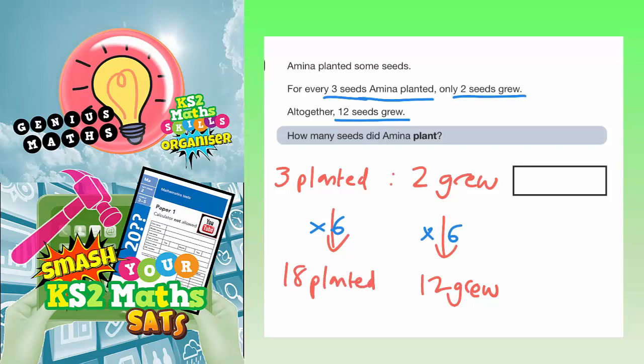So as you can see there, both of these original numbers, the 3 and the 2, have both been times by 6. So to get from 2 growing to 12 growing, we've times by 6, which means we've also got to times the amount that we planted by 6. And 3 times 6 is 18. So the final answer is 18 seeds.